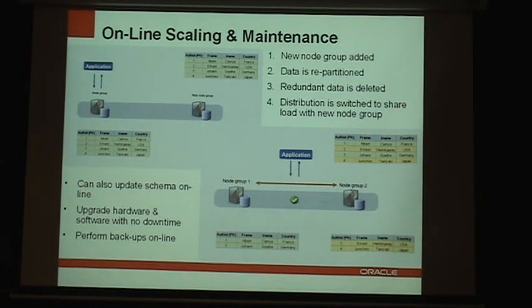For online scaling here, an example of a new node group added: data is repartitioned, the redundant data is deleted, and then distribution is switched. So we have our application here, the node group, and then the data, say between these two nodes here, is then broken out here. So you have your author ID keys 1 and 3 and 2 and 4 physically spread in two different node groups. You can also use this to update your schema online, upgrade your hardware, and perform backups online as well.